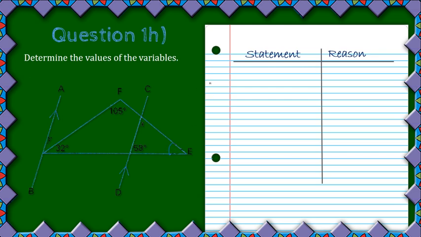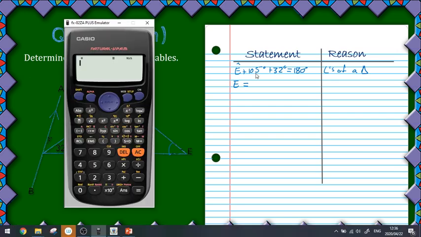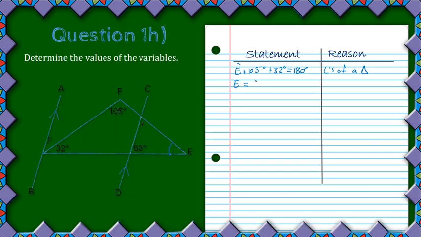So I'm going to say that angle E plus 105 degrees plus 32 degrees is all equal to 180 degrees. And my reason is angles of a triangle, because angles of a triangle add up to 180. So now I can simply solve for E. So E is then equal to 180 degrees minus 32 minus 105, and this will give us 43 degrees.